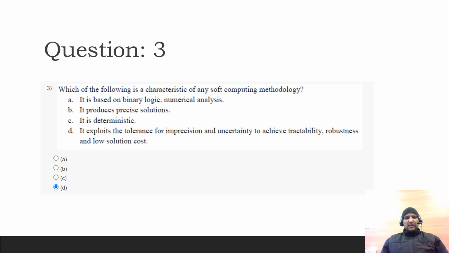It exploits the tolerance for imprecision and uncertainty to achieve tractability, robustness and low cost solution. So it is the Zadeh definition, we can say, for soft computing. The correct answer is D.